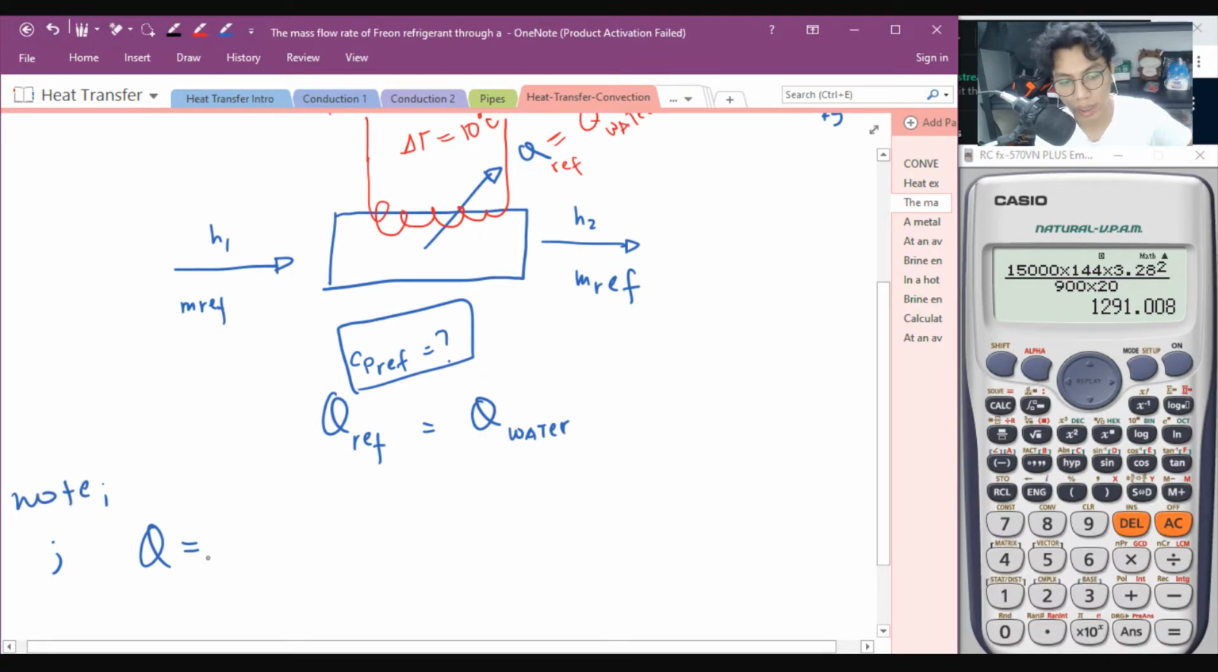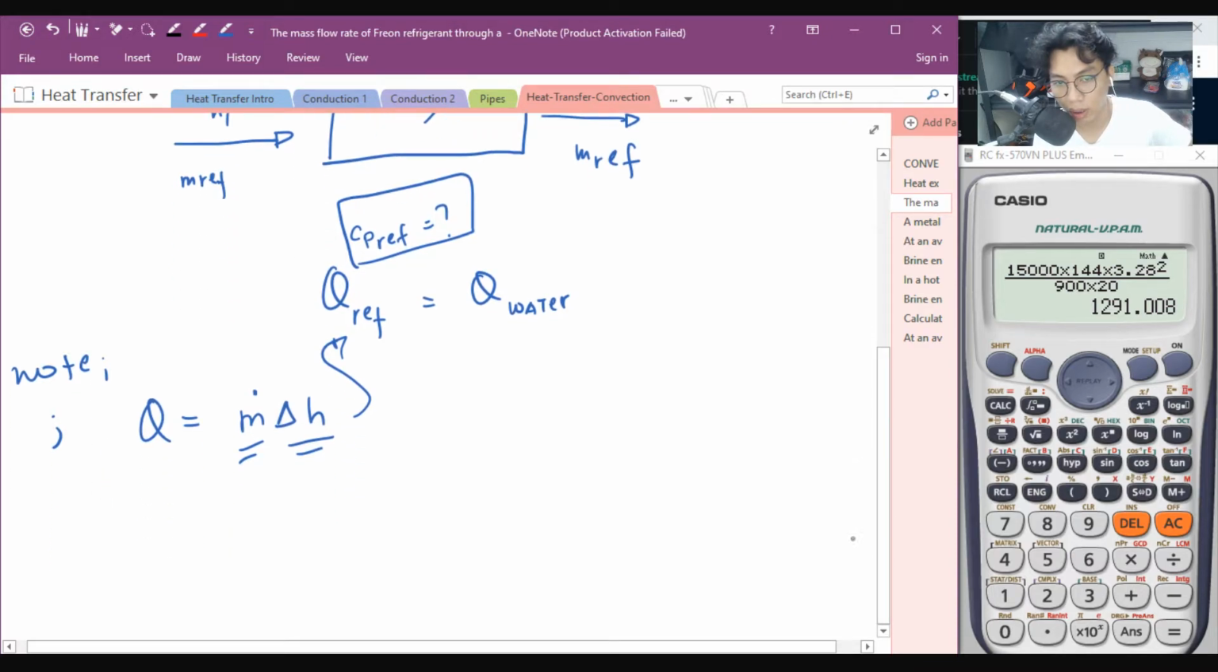Kapag isobaric, Q is equal to M delta H, where M is the mass flow rate of your fluid and delta H is the change in specific enthalpy of the inlet and outlet measurements. So, dito pupunta yan. Okay? Pwede natin i-reform. The heat that is absorbed by your water is convective. Okay? Convective yan at constant pressure. So, M Cp delta T.